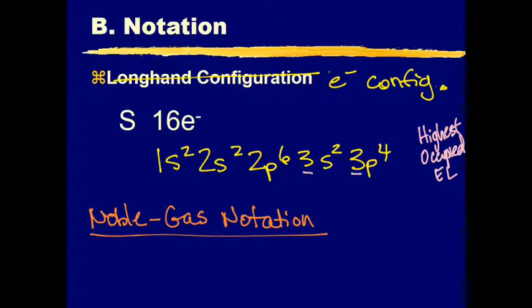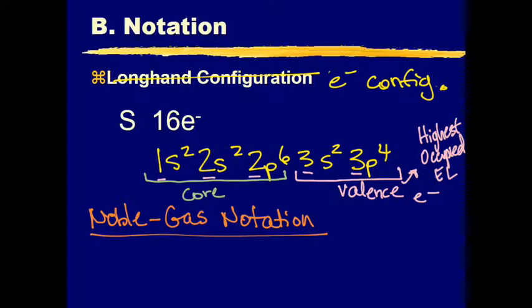3 is the highest occupied energy level because we have energy level 1, 2, and 3. So these right here are considered valence electrons. And valence electrons live in the highest occupied energy level. The rest of the electrons are considered to be core electrons, also known as inner shell electrons. So those inner shell electrons are the ones that we are going to shorthand up.